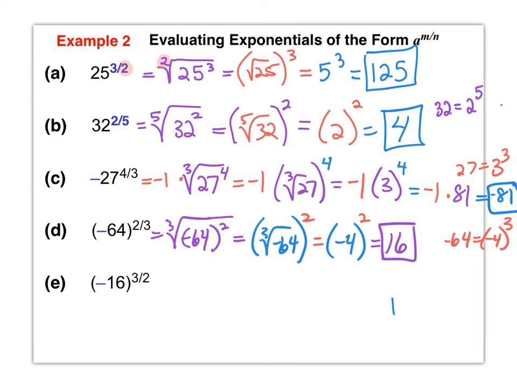Okay, example E, we have in parentheses negative 16 raised to the 3/2 power. If we rewrite this using a radical, the index is the denominator, so it's the square root of negative 16 to the 3rd power. Now, caution here, we need to observe that if the index is an even number, the radicand cannot be negative. And when you take negative 16, raise it to an odd power, that result is going to be negative. So this is not a real number.